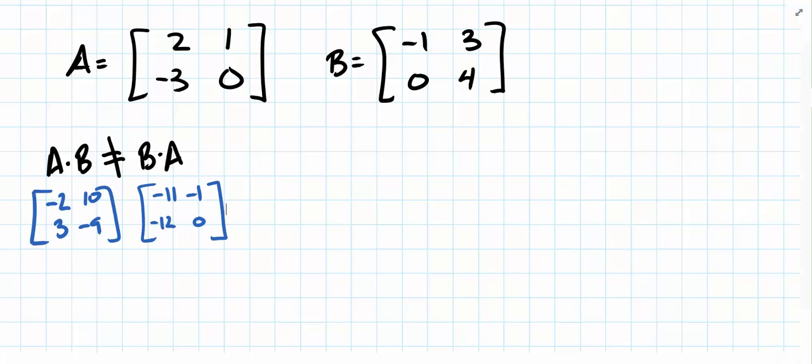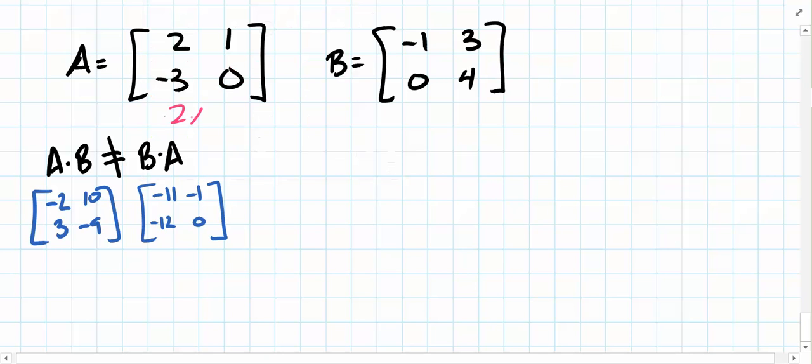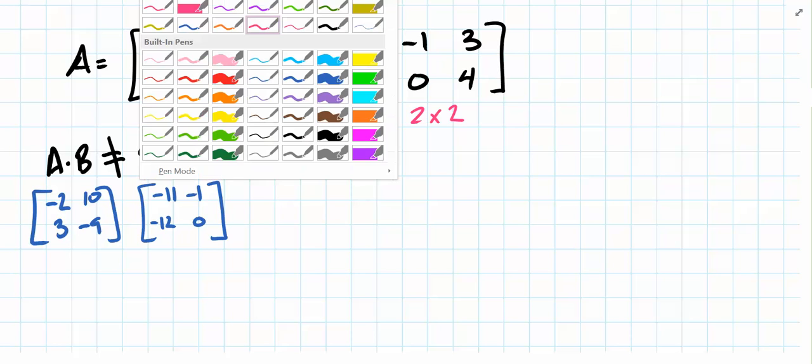So the first thing we always do is we write down the order of matrix A, which is a 2 by 2. We also write down the order of matrix B, which is a 2 by 2. Okay? So here's what has to be the same. In order to multiply two matrices, I'm multiplying A and then B. So A's on the left, B's on the right.